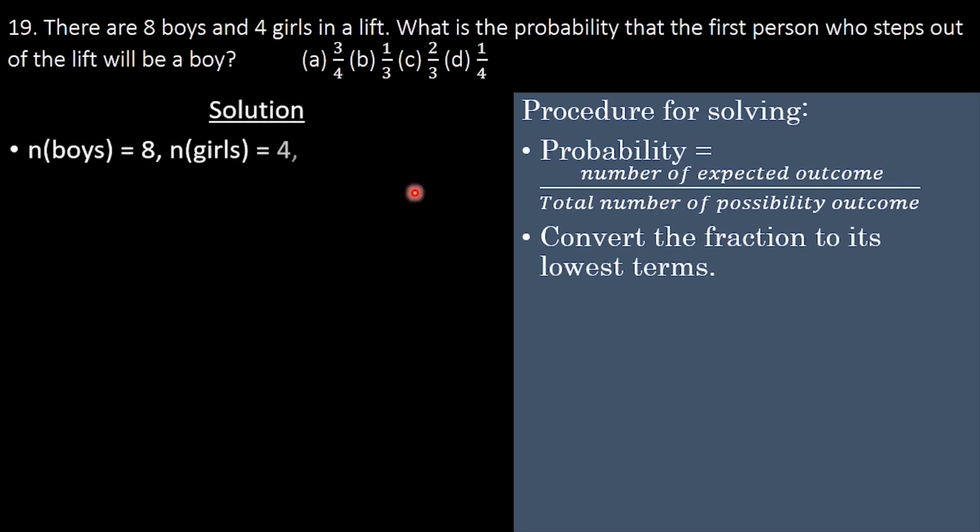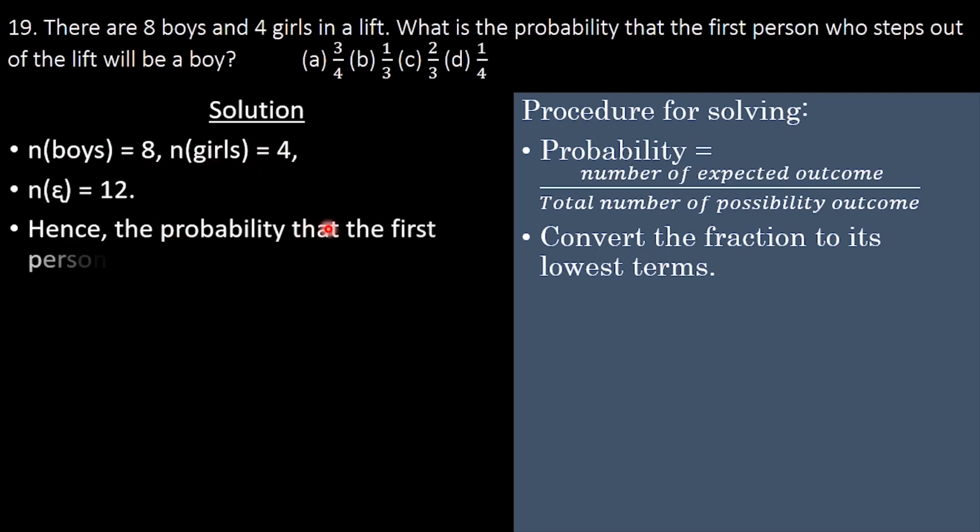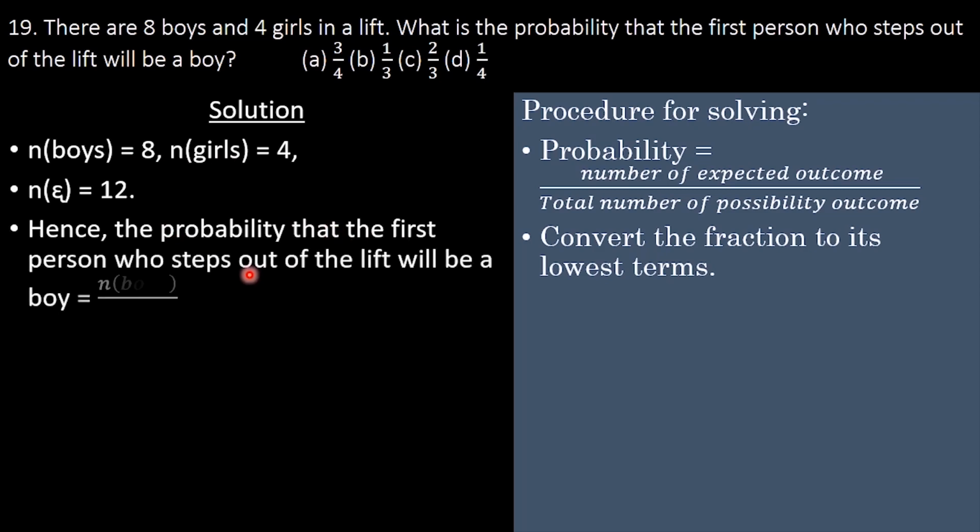The number of boys in the question is equal to 8 and the number of girls is equal to 4. The total number of possible outcomes, that is the total number of boys and girls, is equal to 12. Hence, the probability that the first person who steps out of the lift will be a boy is equal to the number of boys divided by the total number of boys and girls. That is the number of expected outcomes divided by the total number of possible outcomes. Therefore, 8 divided by 12. When you reduce this to its lowest terms, we have 2 over 3.